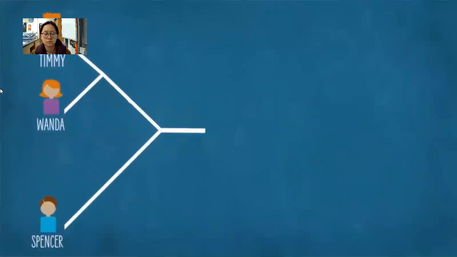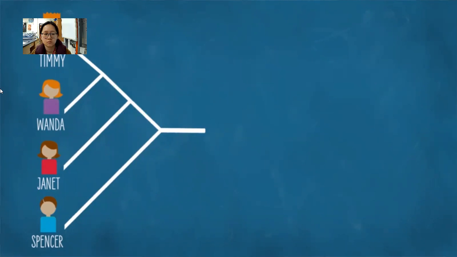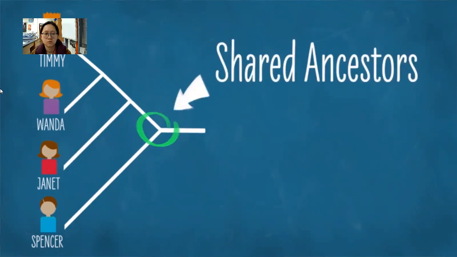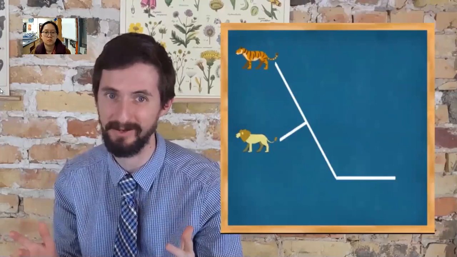If I add in a new person, Janet, and find out that she goes here on the diagram, what I know is that Janet shares ancestors more recently with Timmy and Wanda than she does with Spencer. But Spencer is equally related to Janet, Timmy, and Wanda because the last ancestors that he shares with any of them, he shares with all of them. This is exactly the same way that our phylogenetic trees work.